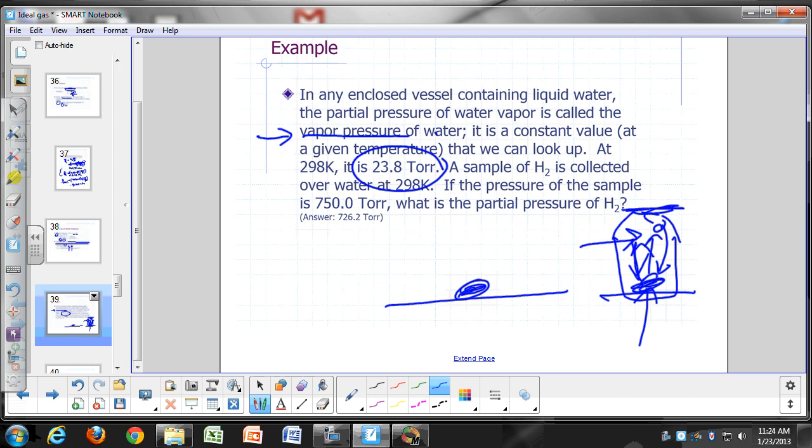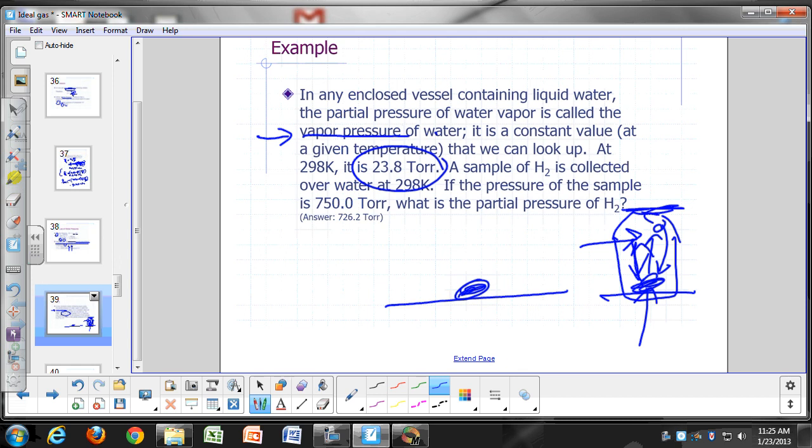Now, let's say we're at room temperature and the partial pressure of water in this room is 23.8 torr. We say we are at 100% humidity. We say the air in this room is saturated with water vapor. That's what happens outside, for example, when it's about to rain. You say you're at 100% humidity. That means the partial pressure of water vapor in the air is equal to whatever its vapor pressure would be if it were in an enclosed container.